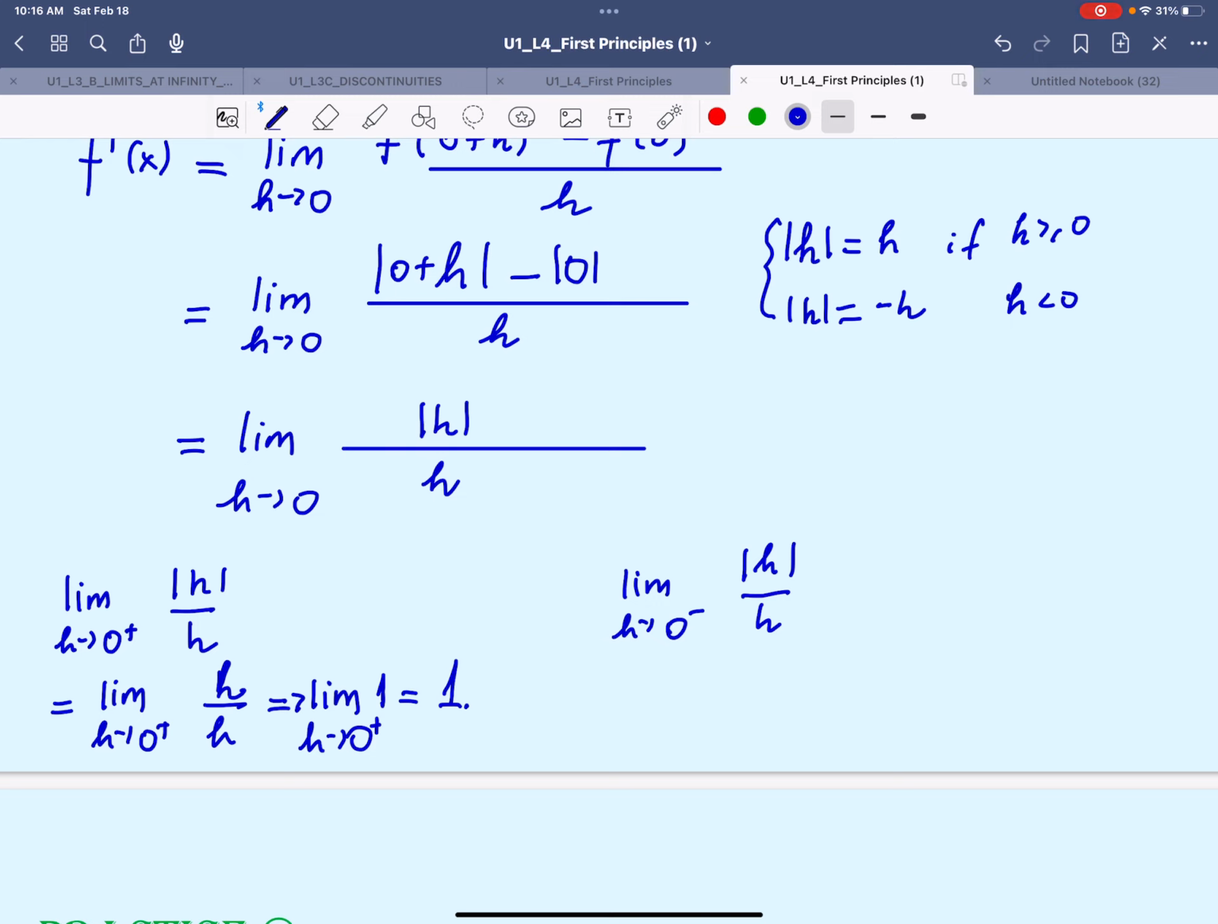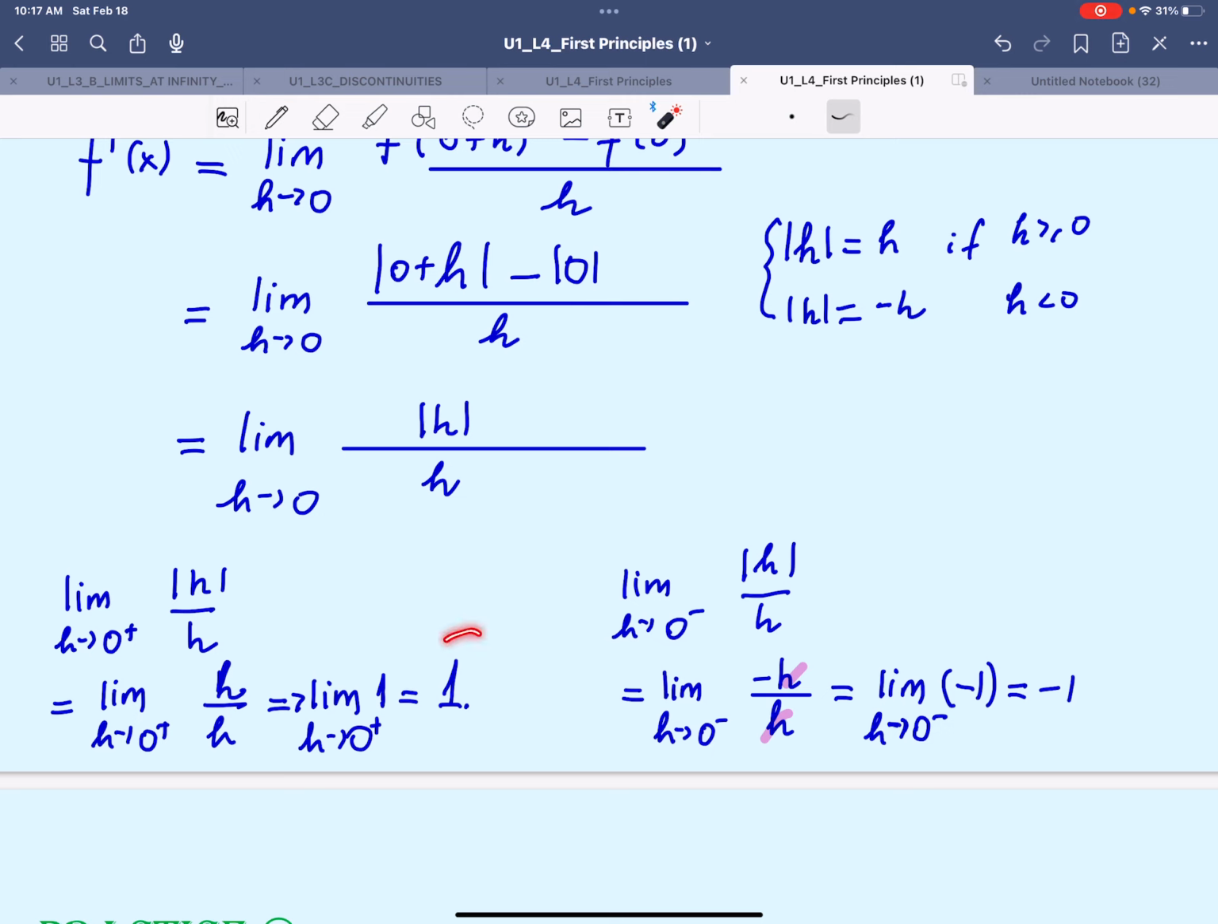So if you find the limit as h approaches 0 from the left-hand side, it means that the value of h will be some negative number. So if h is a negative number, it means that the absolute value of it will be the opposite of h. So when we remove the absolute value, then we'll have to write negative h instead of absolute value of h. And you see that the two h's here will simplify to leave us with the limit as h approaches 0 minus of negative 1. So that's the limit of a constant, so that's equal to negative 1.